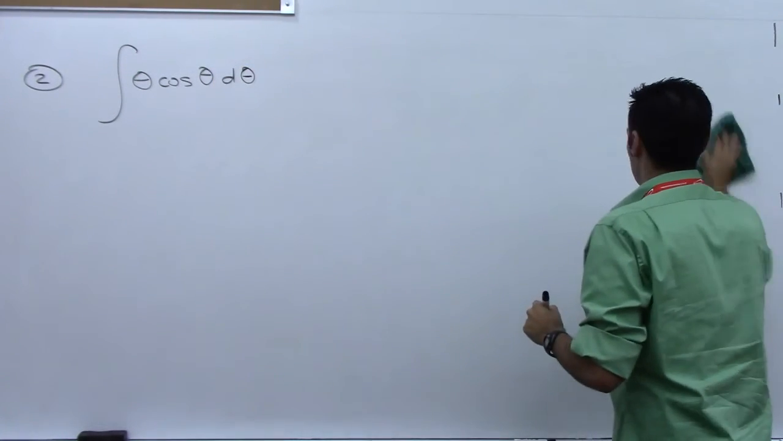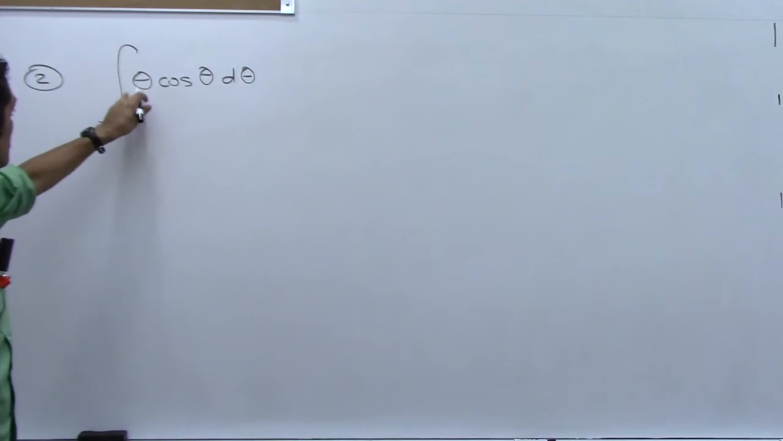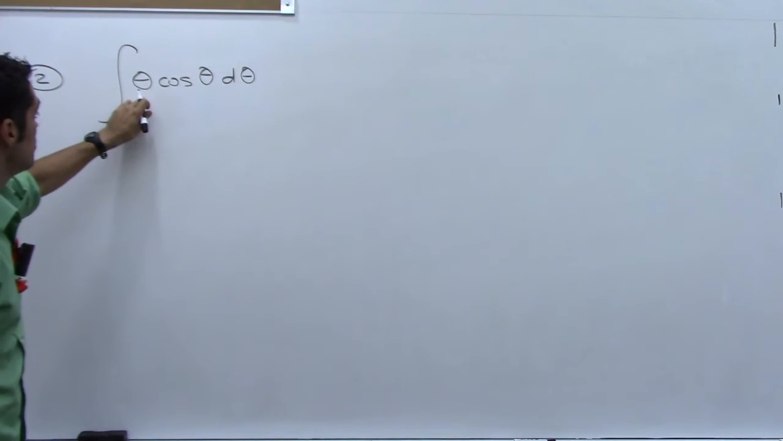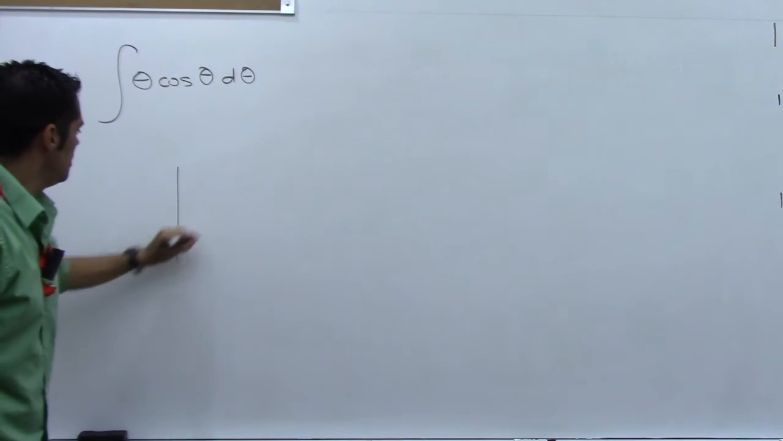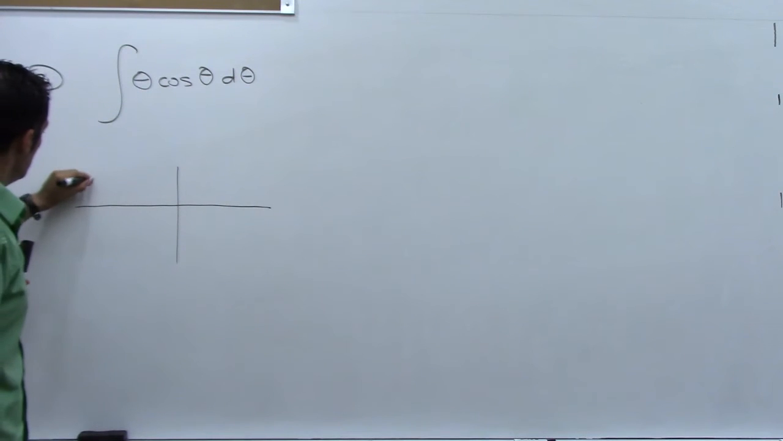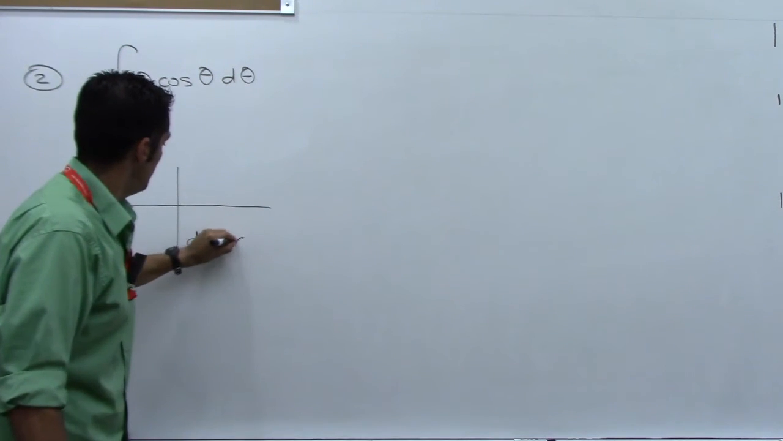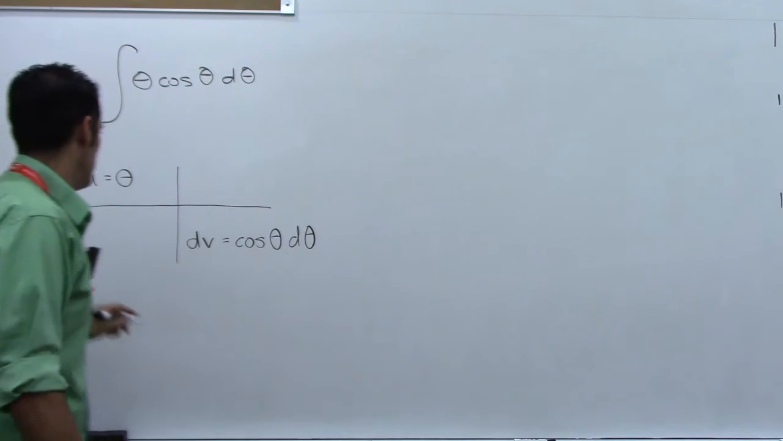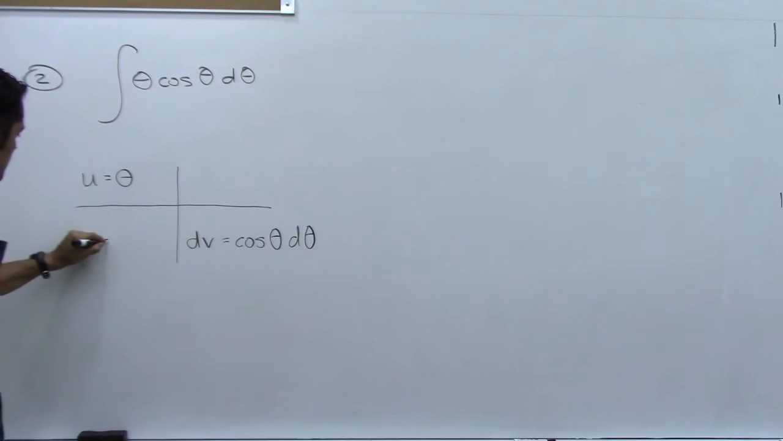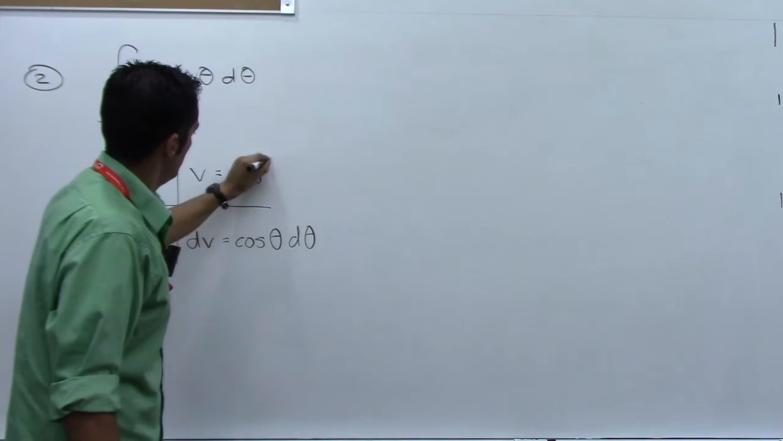So you ask yourself which one gets easier, which one gets nicer. So theta gets nicer, derivative of theta is 1, or just d theta, and then you can take the antiderivative of cosine. So u is theta, dv is cosine theta d theta, and du is d theta then, and v is sine theta.